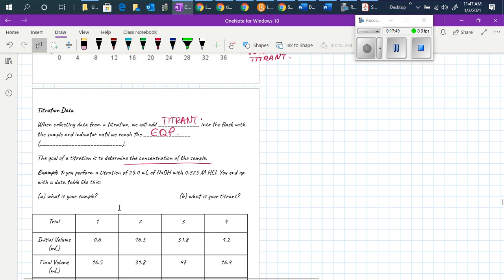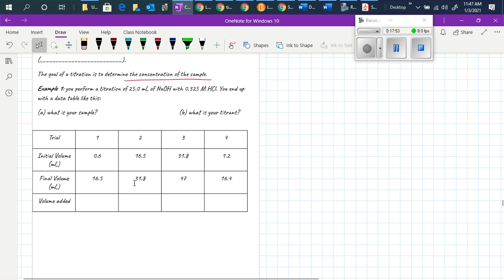Okay. So now, if we have a situation like this, a titration of 25.0 milliliters of sodium hydroxide with 0.325 molarity hydrochloric acid, you end up with a table like this. Now, the sample is sodium hydroxide, and the titrant is the hydrochloric acid. Why is it hydrochloric acid? Because when you see this, the concentration of hydrochloric acid is known. So this makes it the titrant.